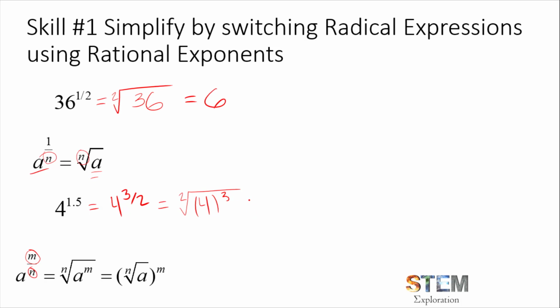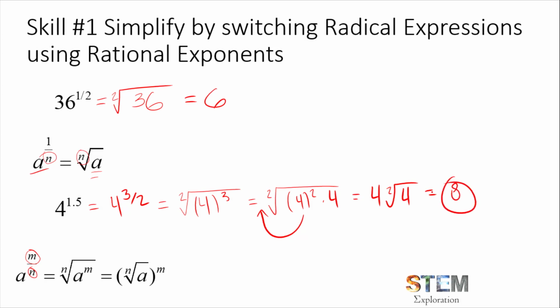Then this can be simplified out in a couple different ways. Maybe the easiest way to break this down is that if this is a square root, we can say 4 squared times 4. We can pull out the 4 squared, so we have 4 square roots of 4. We know the square root of 4 is 2, so 2 times 4 is equal to 8. This just gives you an idea of how we can switch from these rational exponents to radical expressions or vice versa.